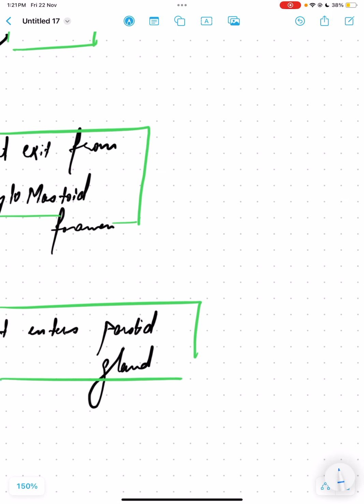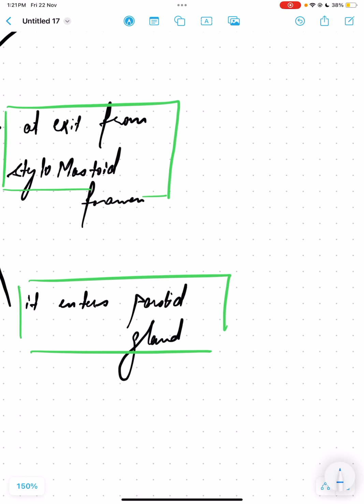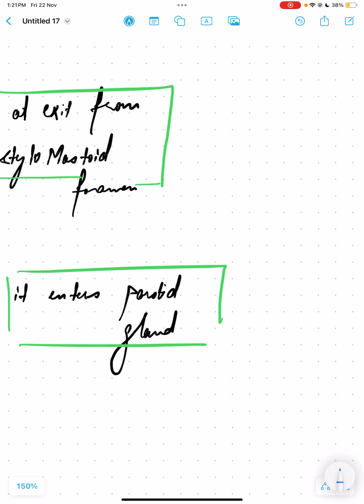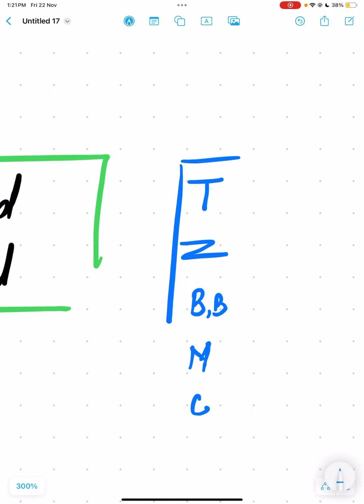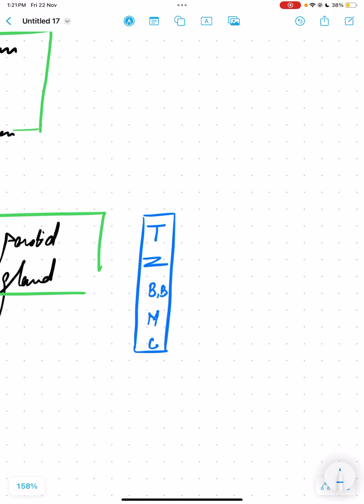Let's begin with a very simple part, that is the third part. When it enters the parotid gland, you can remember it with "tu zyada bak mat kar". You can remember it with this. How can we remember it?